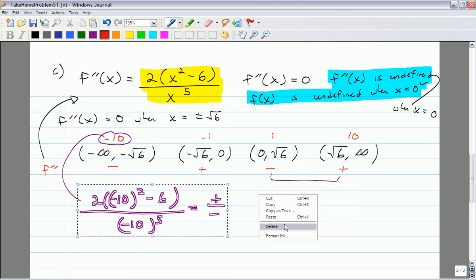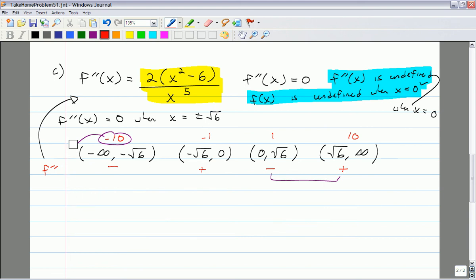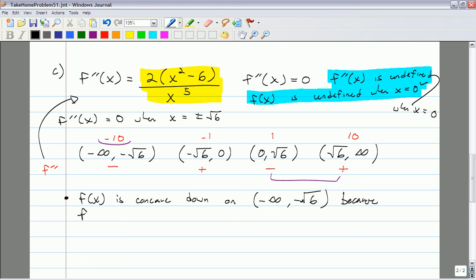Okay, so we have the intervals of concavity. Now we just have to put together our justifications. I'll say, we can just list them out. f of x is concave down on negative infinity to negative root 6 because f double prime of x is less than 0 on negative infinity to negative root 6.